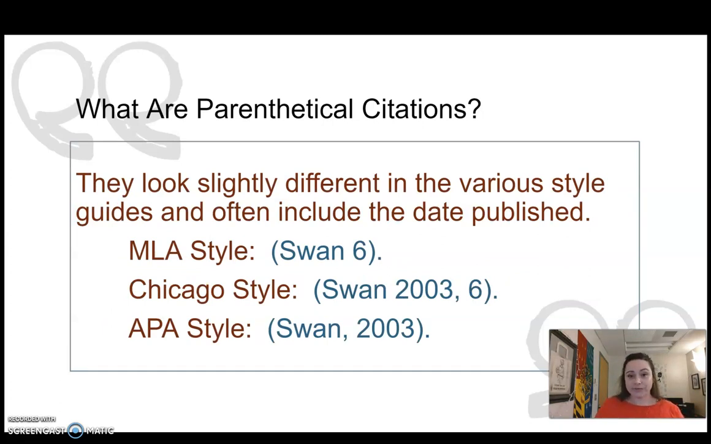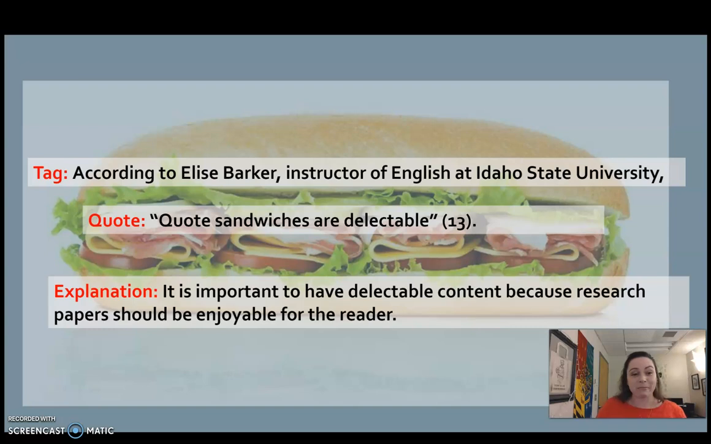Parenthetical citations look different in different styles. In MLA style, it's the last name, a page number. Chicago, last name, date, comma, page number, and APA, it's last name, comma, date. So just if you weren't confused enough already.